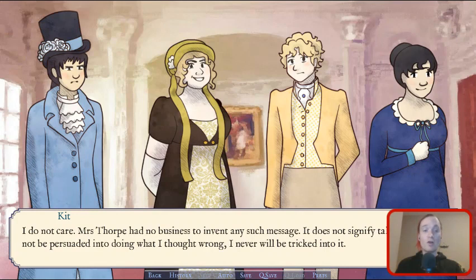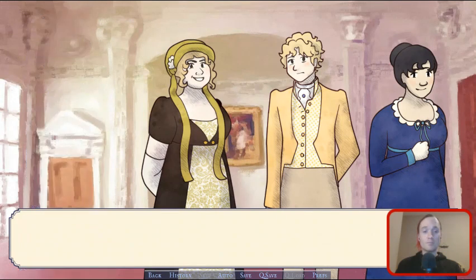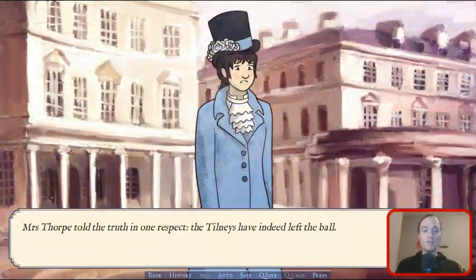Mrs. Thorpe had no business to invent any such message. It does not signify talking. If I could not be persuaded into doing what I thought wrong, I never will be tricked into it. Mrs. Thorpe told the truth in one respect. The Tilneys have indeed left the ball.